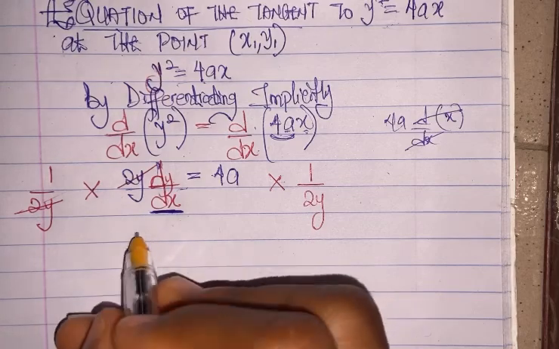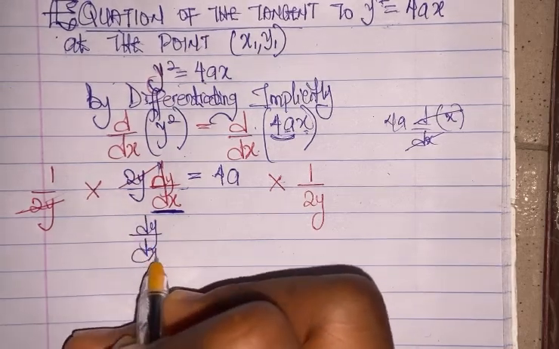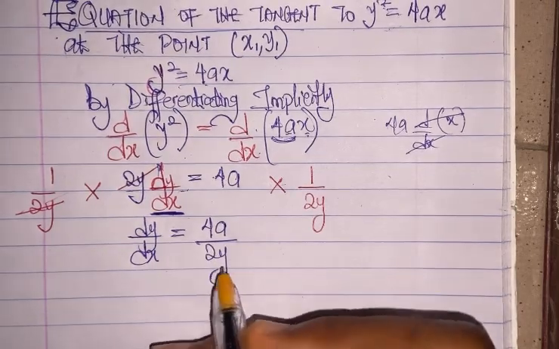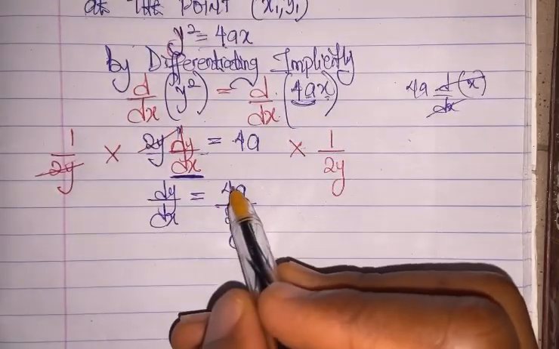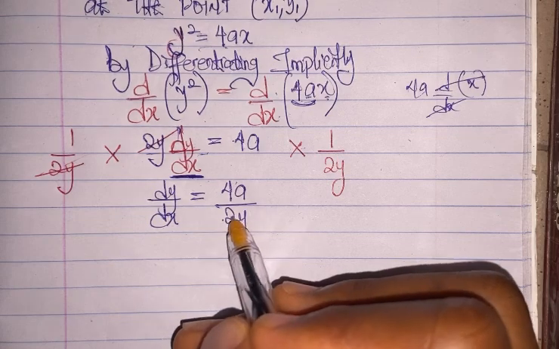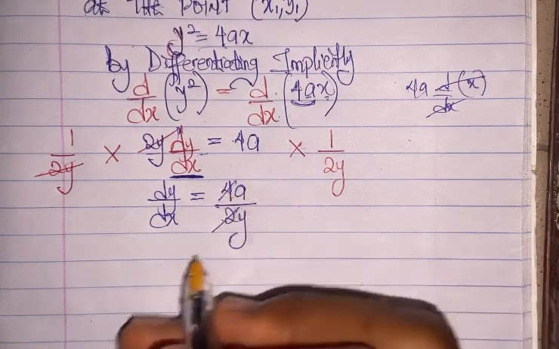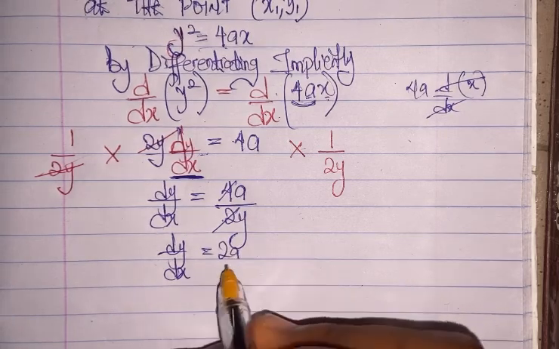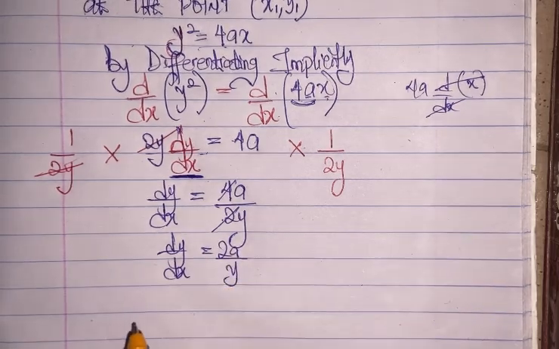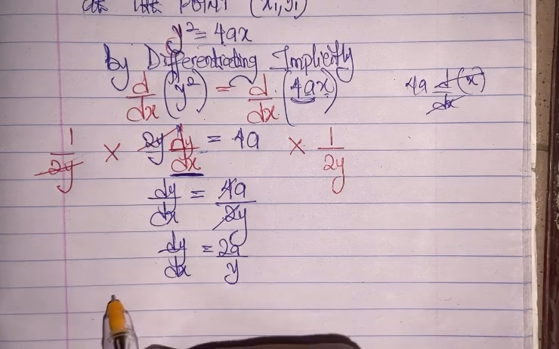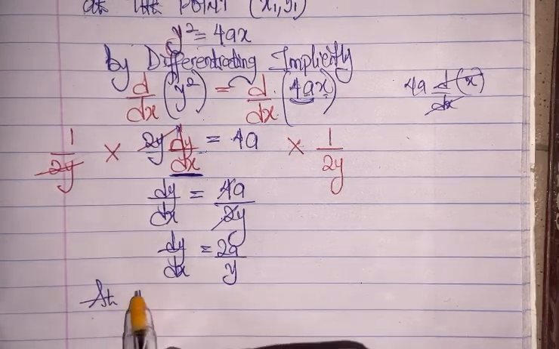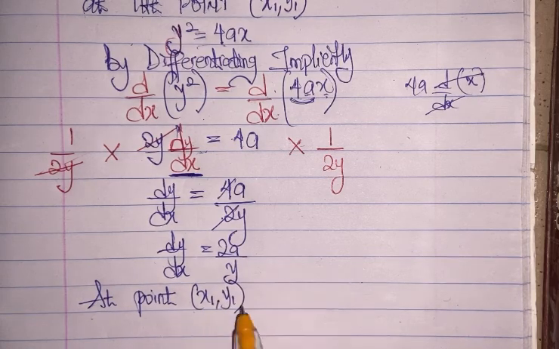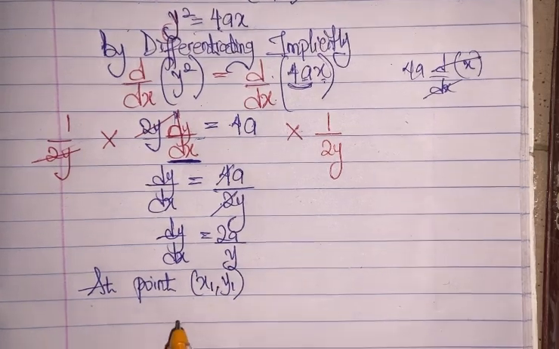Then dy/dx can now be 4a over 2y. We know that 4 divided by 2 will give us 2. So dy/dx will give us 2a over y. But hold on, at points x1, y1, something is going on.